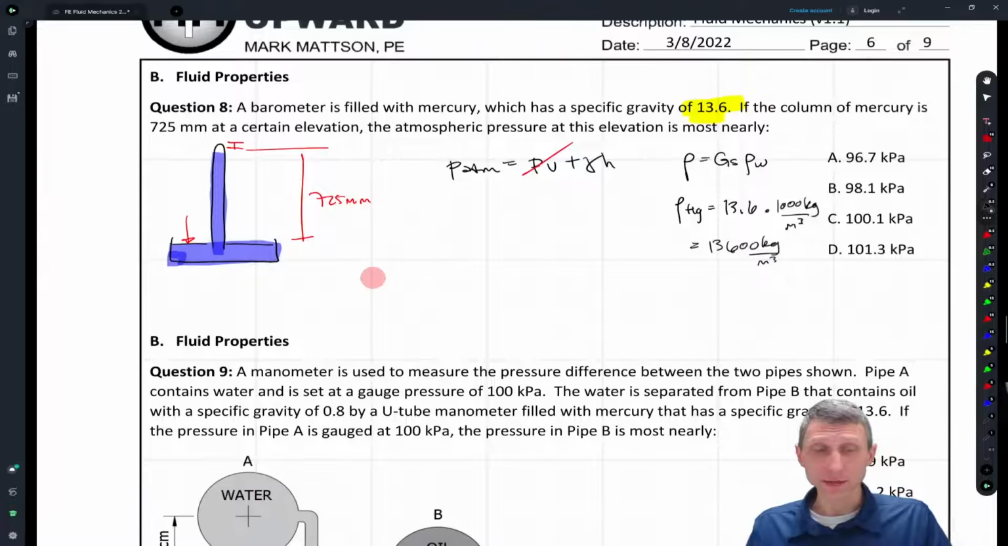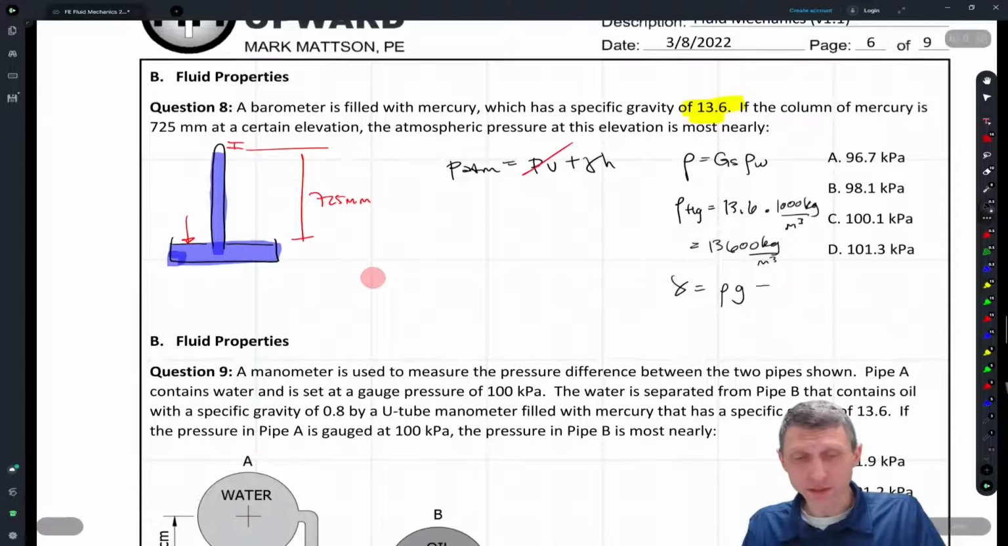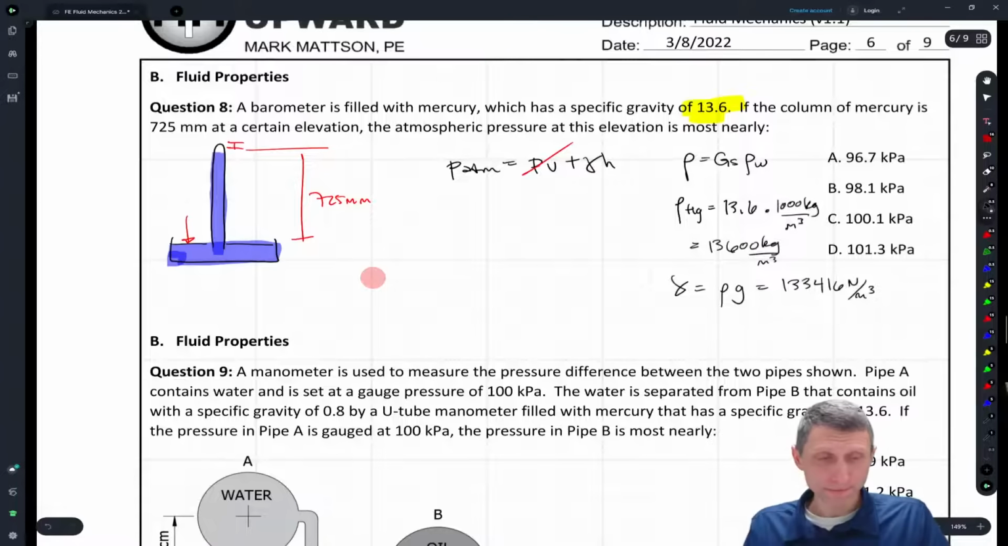Okay, and then you're thinking that's great, Mark, but we have gamma. What's gamma? Well, gamma equals, again, some of these basic concepts, rho g, where you have to have these quick conversions in your head, and they're going to make life simpler. So if we multiply that by 9.81, we get 133,416 newtons per cubic meter.